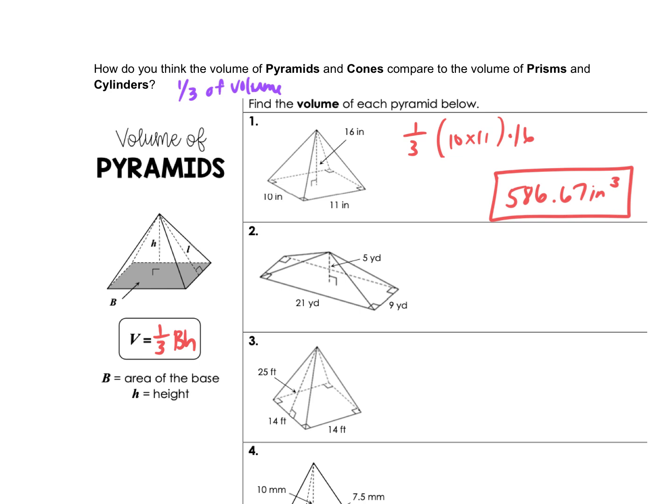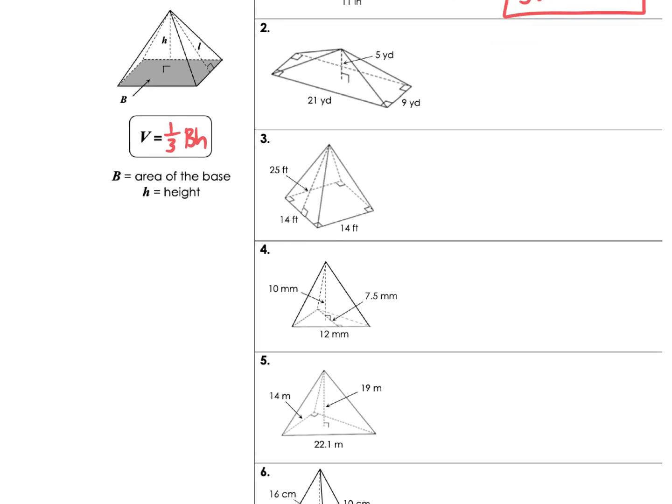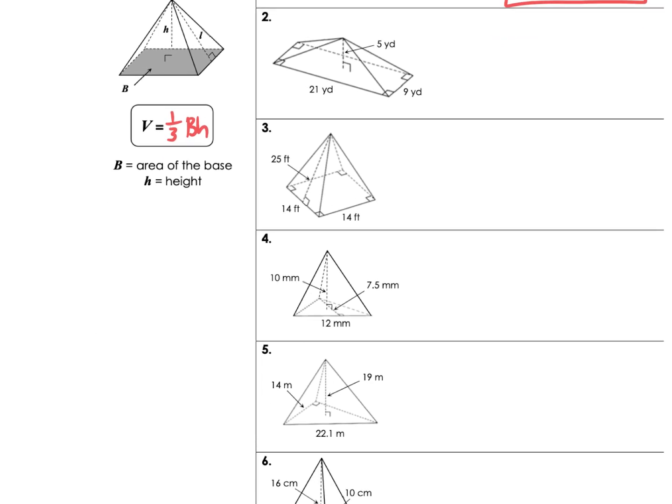Okay, so on number 3, that gave me the slant height. I do not have this, so I have to find it. So, I'm going to use Pythagorean theorem. We know that the hypotenuse is 25. What is the bottom? 7, because it's going to be half the base.